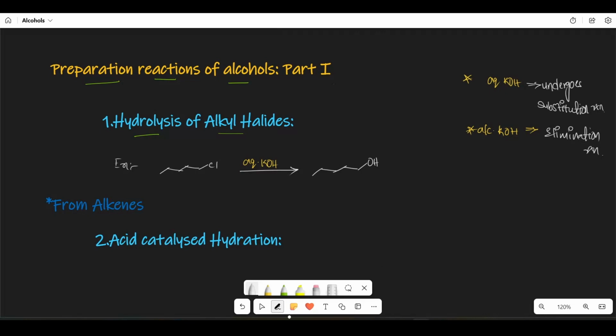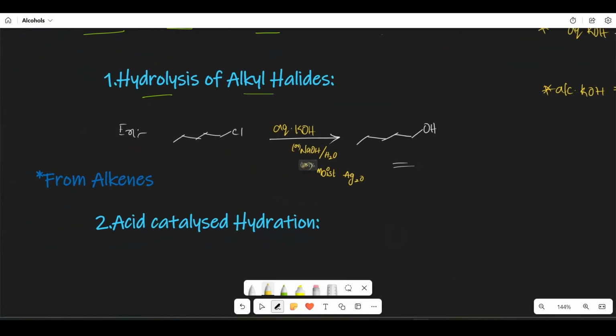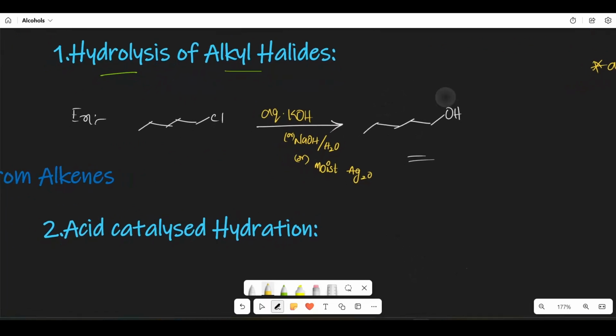If we take any alkyl halide and aqueous KOH, then just replace the chlorine with OH. We can get the alcohols like this, or else we can take different reagents also. Over here we can take different reagents like NaOH, or we can also take moist Ag2O. So these are all the different reagents we can use to prepare alcohols from alkyl halides.